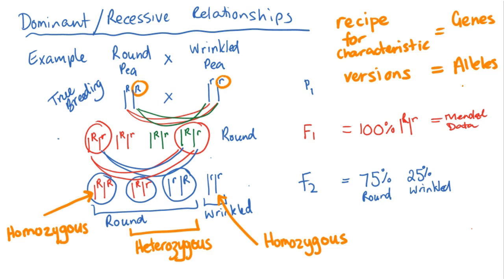So you'll get used to using some of this terminology. We're going to go on now and have another look at an easier way we could have done this with what we call a Punnett square.